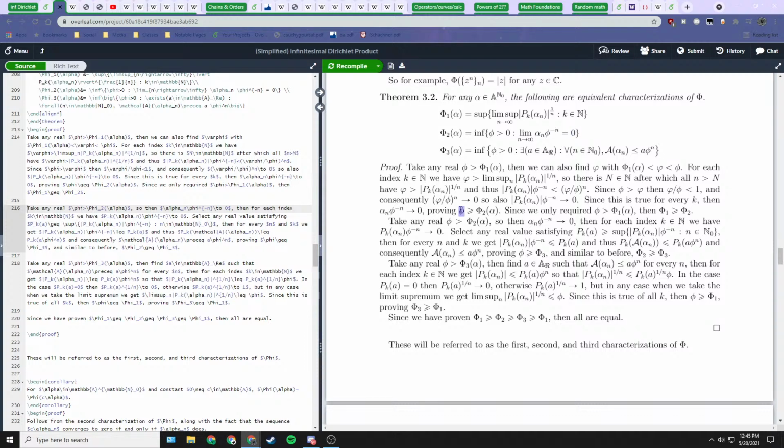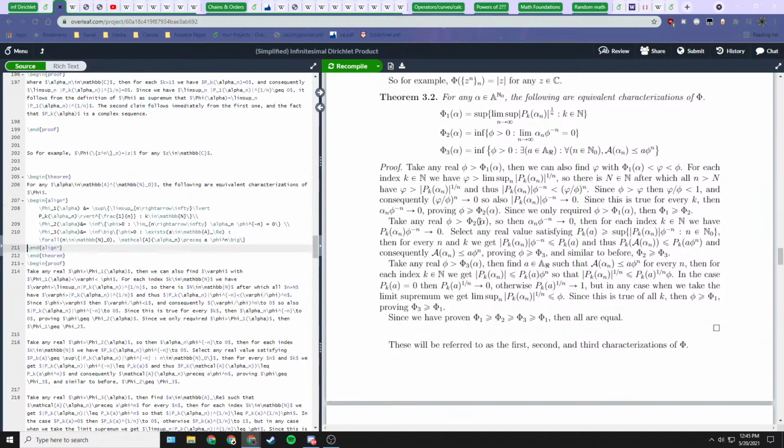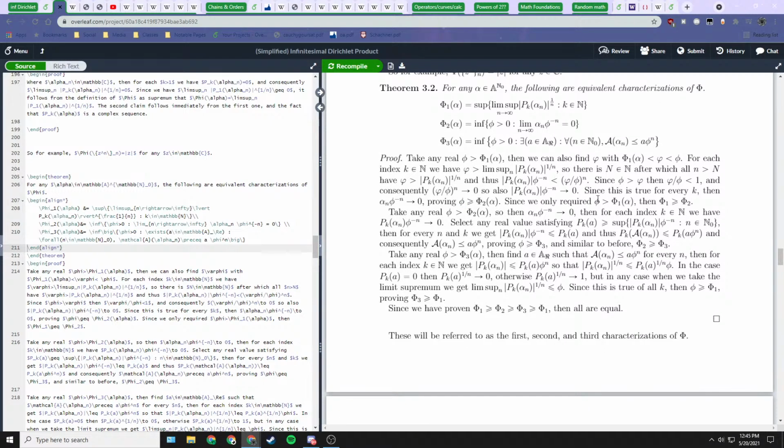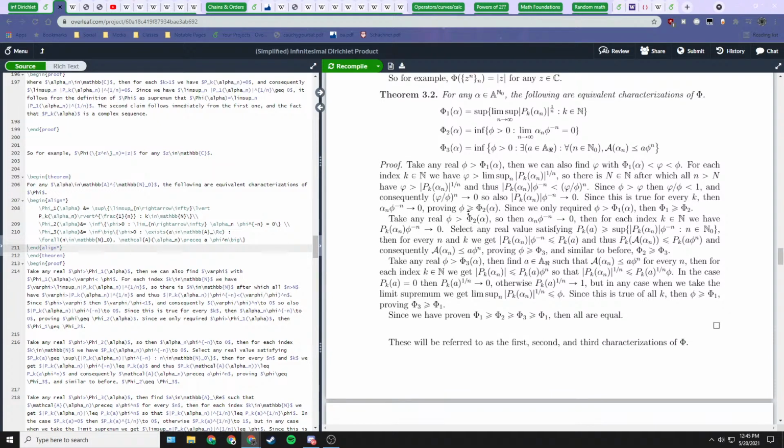So this proves that this phi value is greater than or equal to this phi 2, because it's an infimum across all the phi which satisfy this. So of course this phi can't be less than that. And so that's the first part. Since we only required phi to be greater than phi 1, then we have this inequality. By taking this as low as possible, we get this phi 2 is less than or equal to everything that's greater than this.